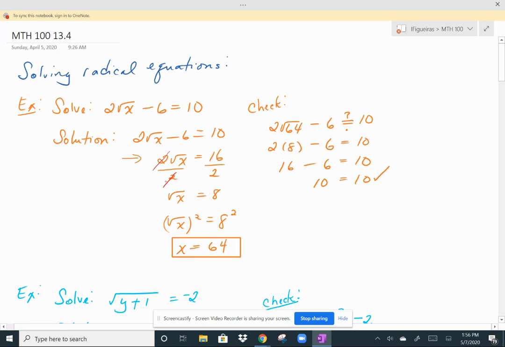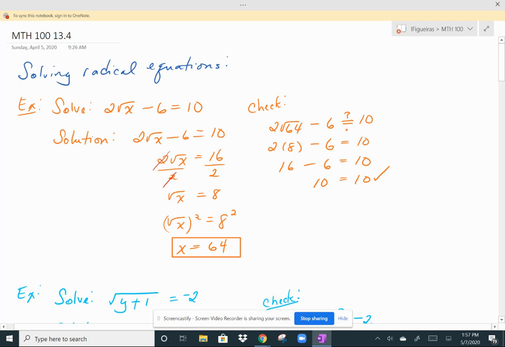That allows us to cancel the 2's on the left. And on the right, you get 8. So root x equals 8. Then we want to square both sides. And we square both sides to get rid of the radical. The square root of x squared gives us x. And 8 squared gives us 64.